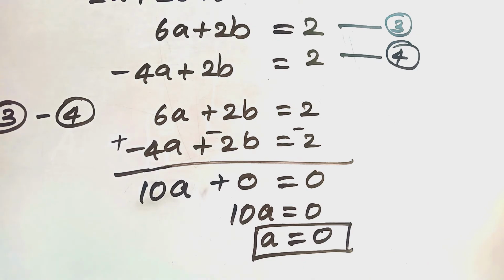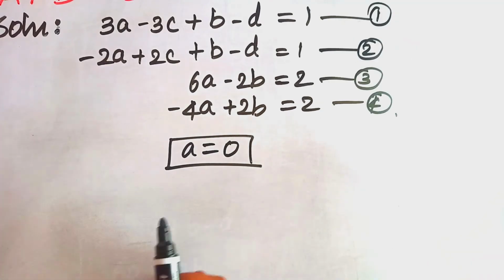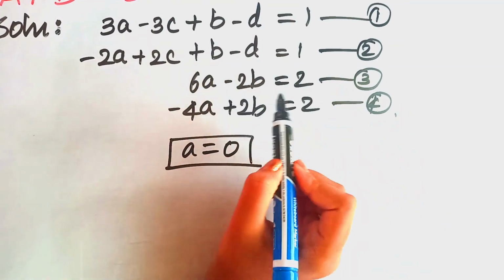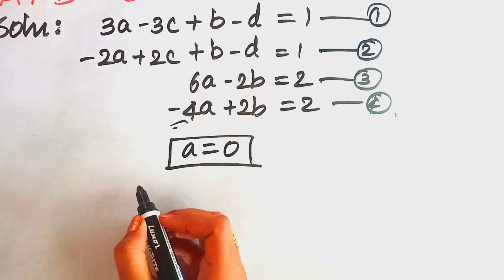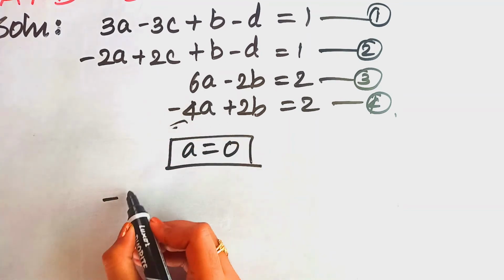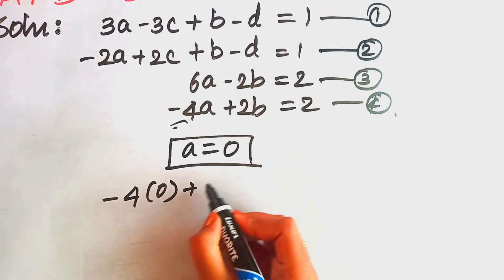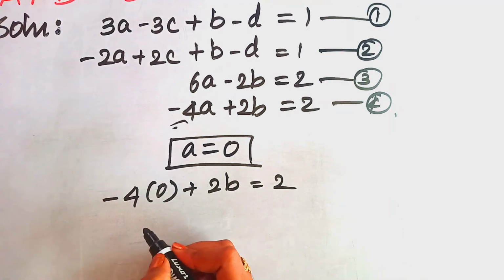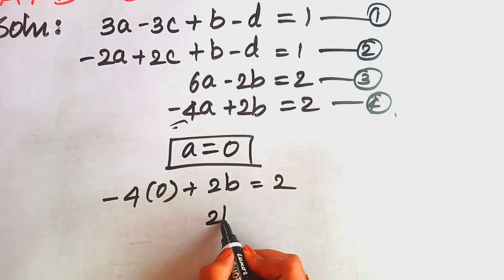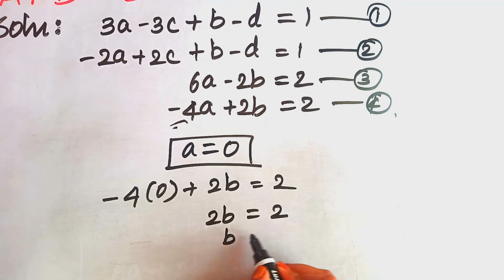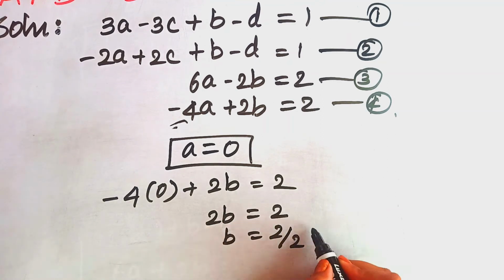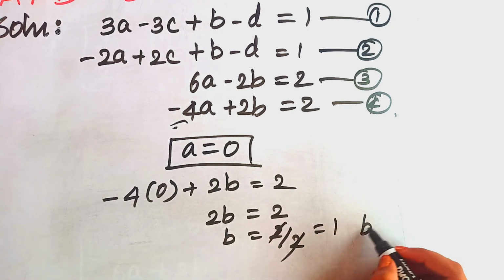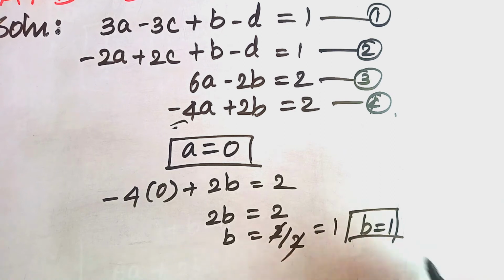Now let's find B. Let's substitute A is equal to 0 in any of these equations. I am taking this fourth equation, so in the place of A we are going to substitute 0. So 0 plus 2B is equal to 2. Now 0 into anything will be 0, so 2B is equal to 2, and B equal to 2 divided by 2, which is 1. Therefore we have found B is equal to 1.